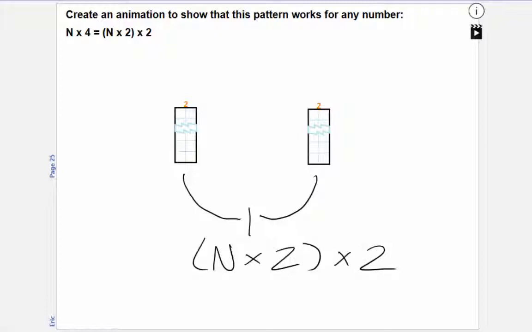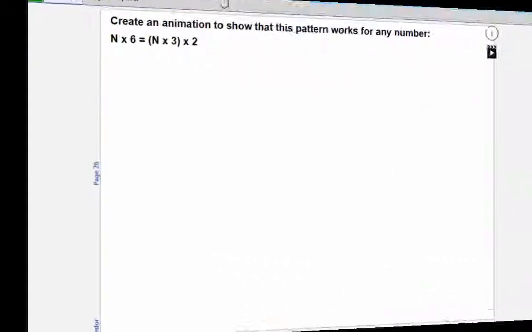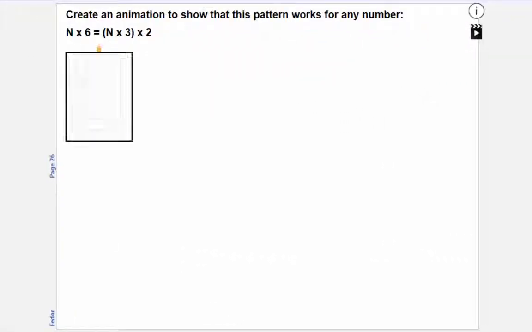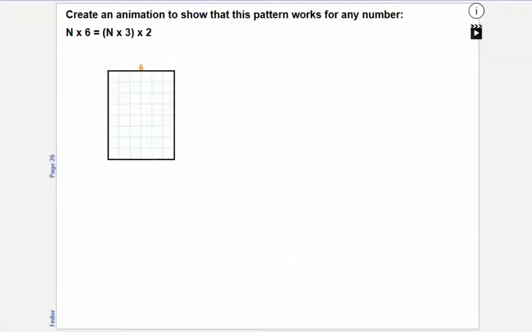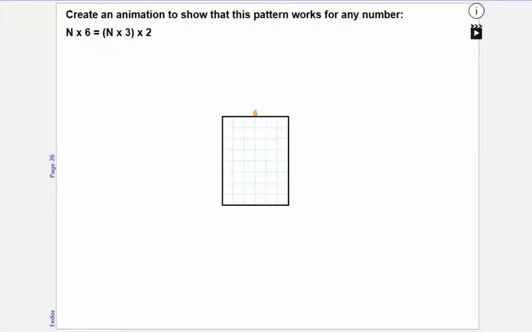Several students went beyond this as well. We hope to have time to generalize the pattern beyond the relationship between 4 and 2 times 2 to examples such as n times 6 equals n times 3 times 2. So we had this problem available for students who finished the previous one.